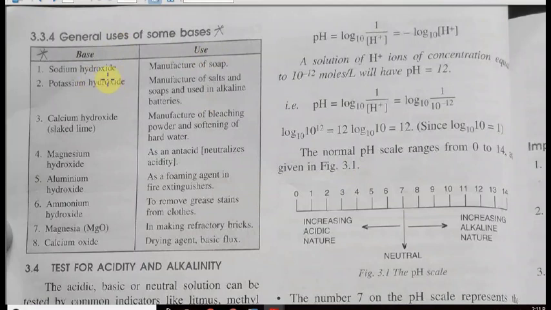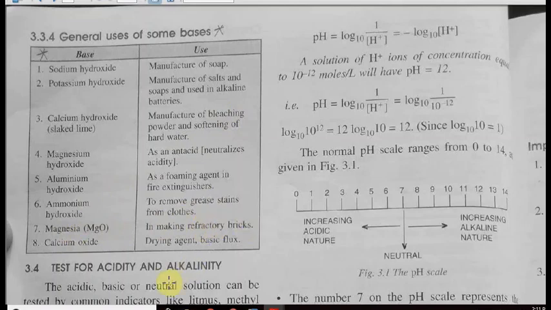Sodium hydroxide is used to manufacture soap. Potassium hydroxide is used in alkaline battery. Calcium hydroxide is used in water softening and preparation of bleaching powder. Similarly, weak base, that is ammonium hydroxide, is used to remove grease stain from cloth. Magnesia is used for making refractory light bricks.